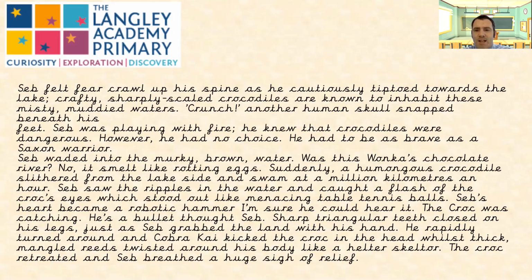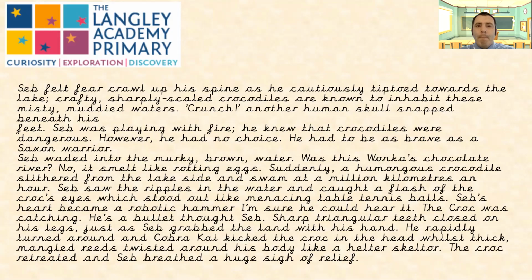Sharp, triangular teeth closed on his legs. Just as Seb grabbed the land with his hand, he rapidly turned around and Cobra Kai kicked the croc in the head, whilst thick, mangled reeds twisted around his body like a helter-skelter. The croc retreated and Seb breathed a huge sigh of relief.